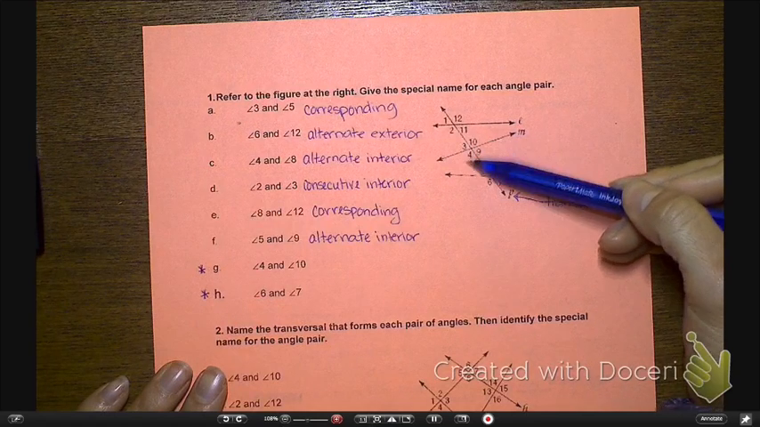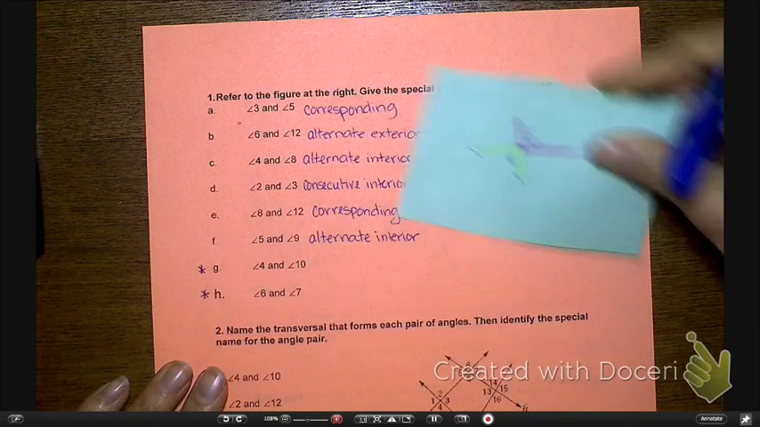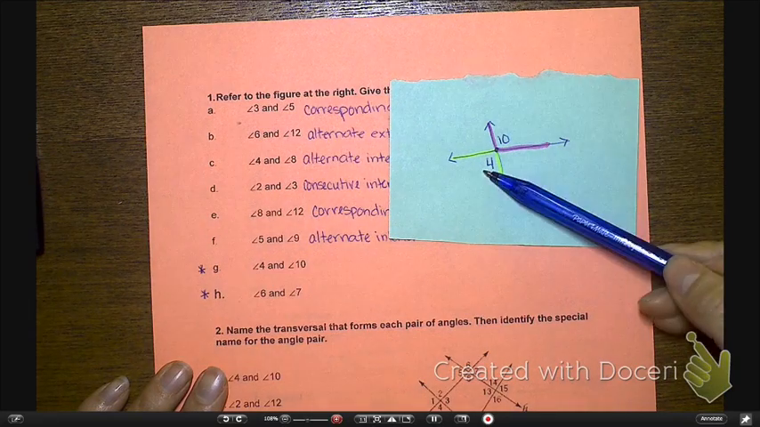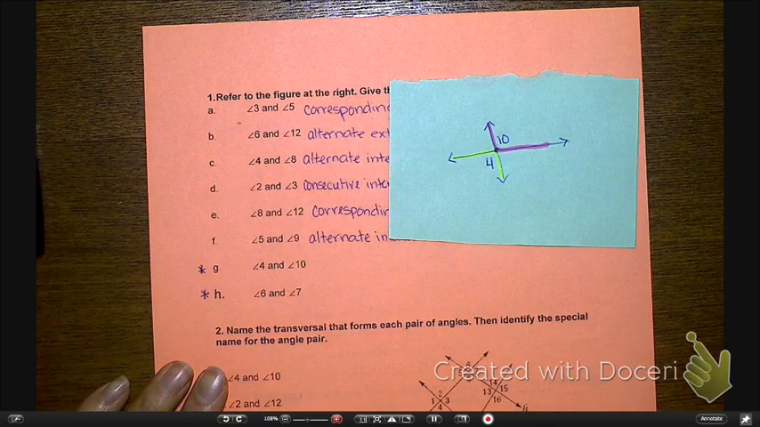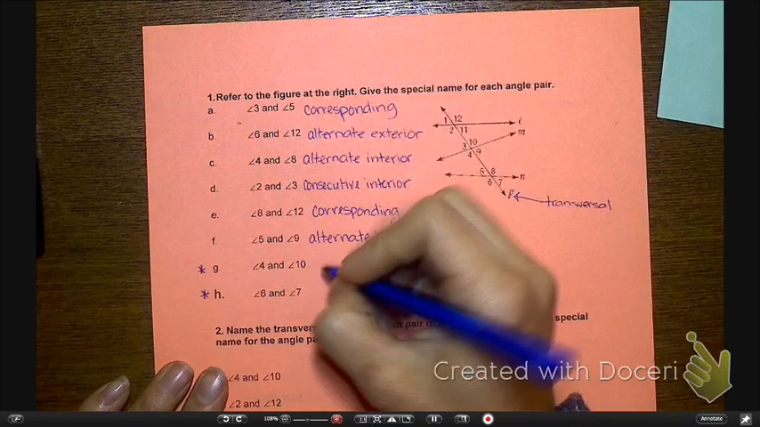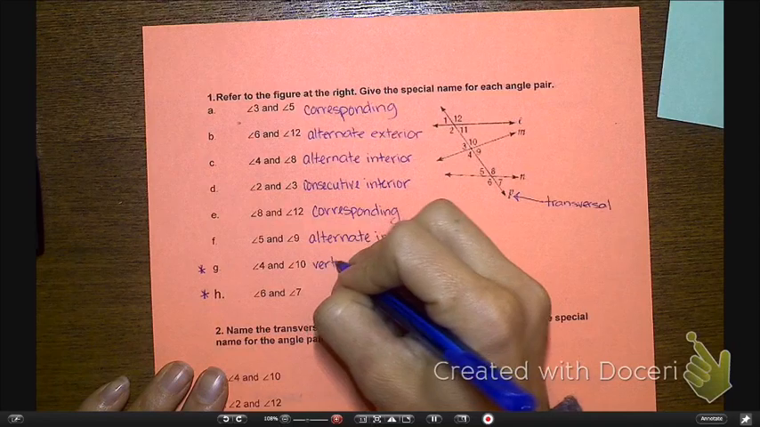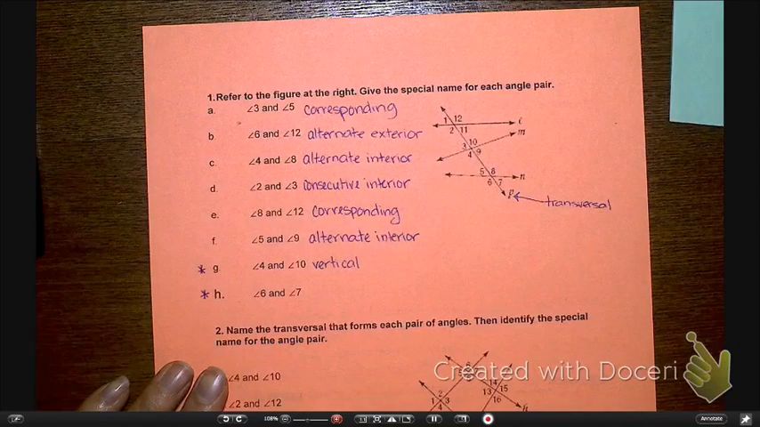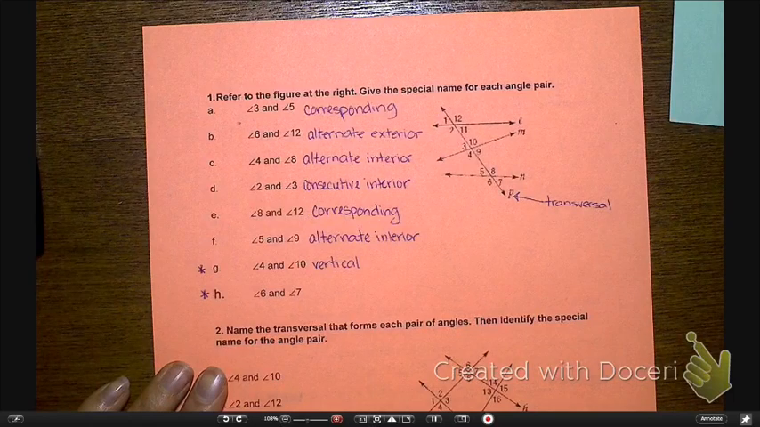Okay, so I want you guys to look, like if I redraw that one, here's 4, here's 10. What kind of angles are those? Vertical, good. Some of you were telling me they were congruent. That's true. They are congruent, okay? But specifically, they are congruent because they're vertical, so we would write vertical for the answer there, okay?